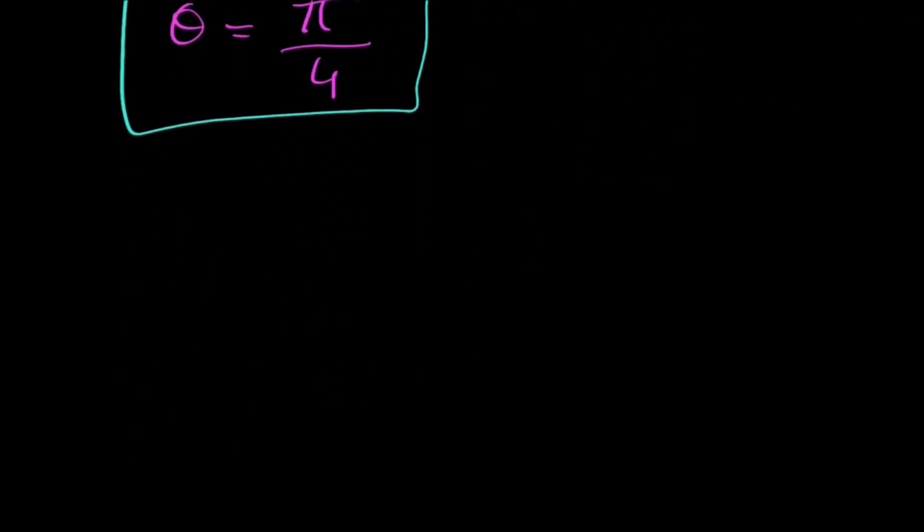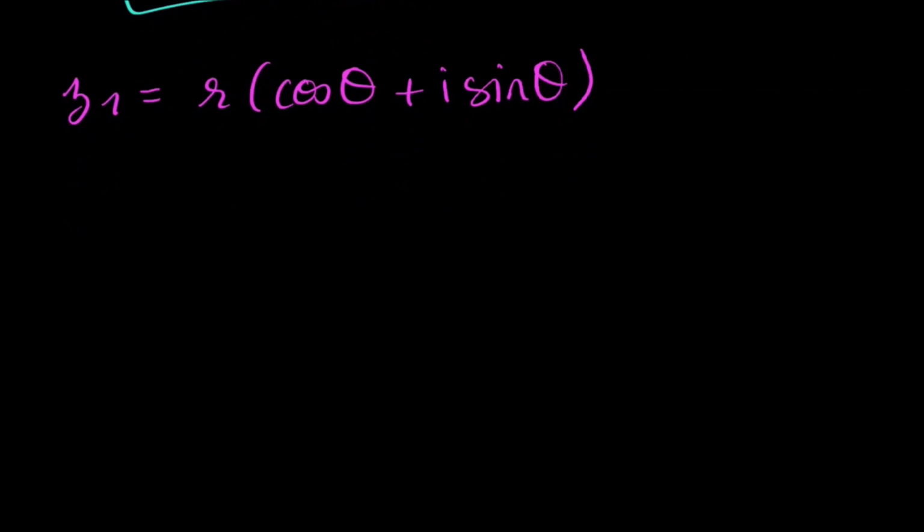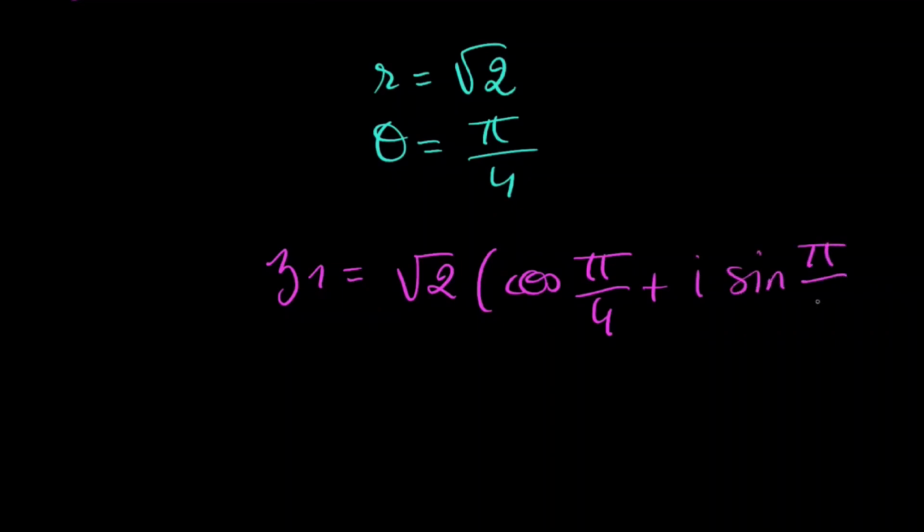So you found the modulus and the argument of Z. Now you can write the trigonometric form of Z1. So Z1 equals R cos theta plus i sin theta. And because we know now that R equals the square root of 2 and theta equals pi divided by 4, we can write that Z1 equals the square root of 2 multiplied by cos pi divided by 4 plus i sin pi divided by 4.